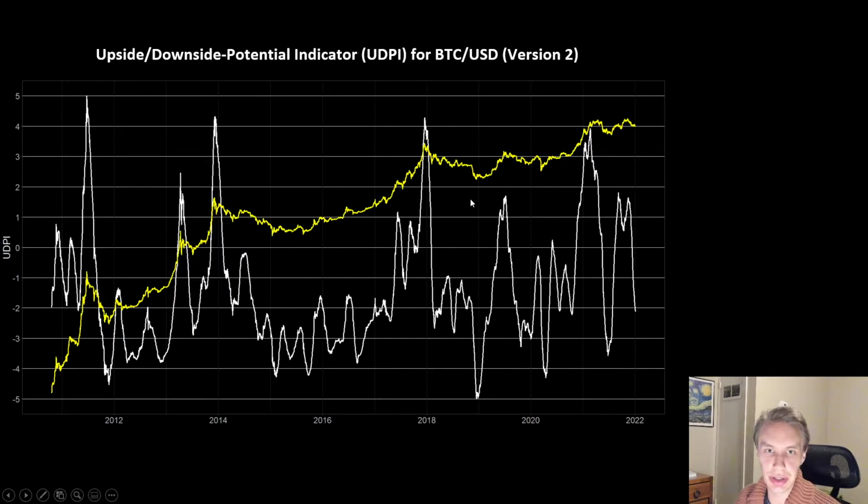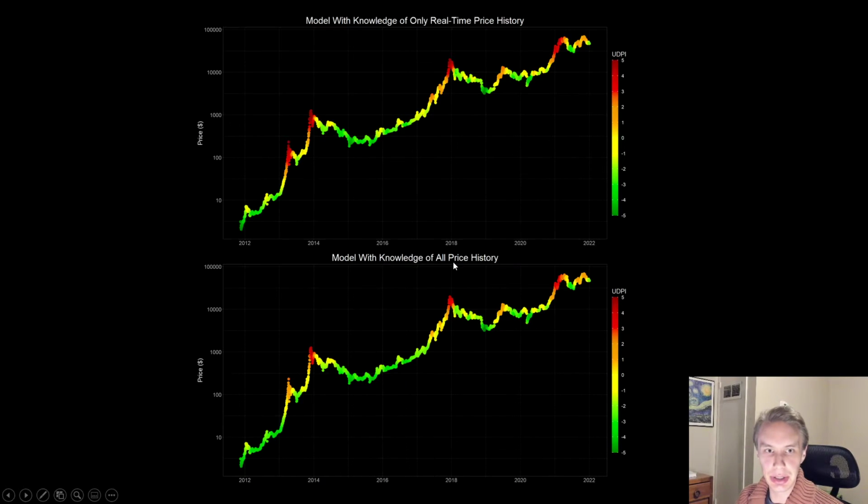We can run simulations to test how this model would perform with only real-time price action compared to a model that has full knowledge. And as I mentioned before, one of the big improvements of this model is how efficiently it can learn from what it's seeing and then make reliable output. And what's really cool about that for the Bitcoin UDPI version 2 is that when we do these simulations where we start it in real time, the amount of data that we need to train the model before it's able to go and do its own thing, interpret price action, interpret risk accurately, it really does not need that much.